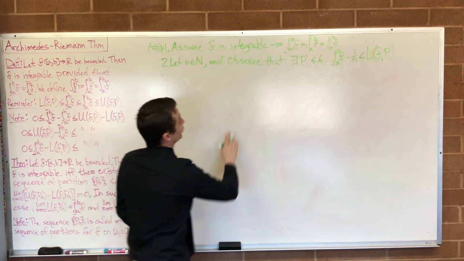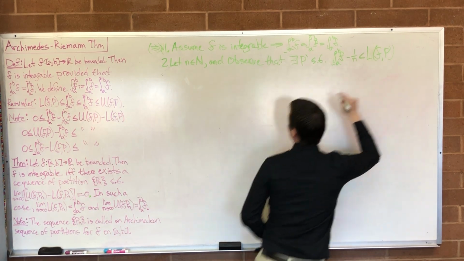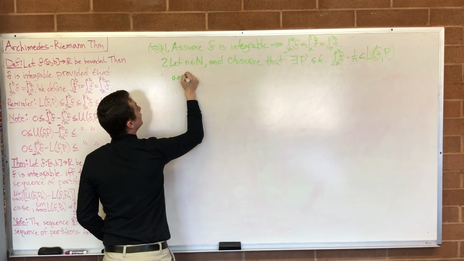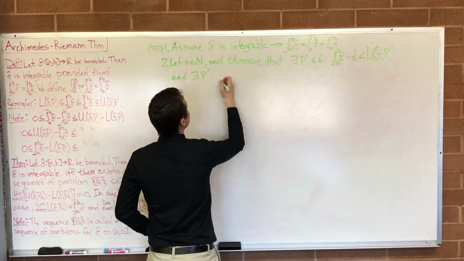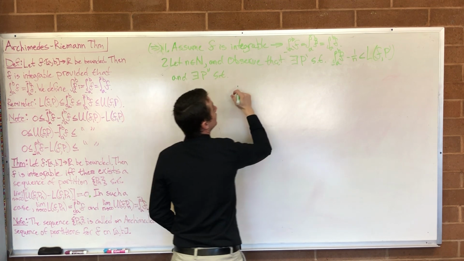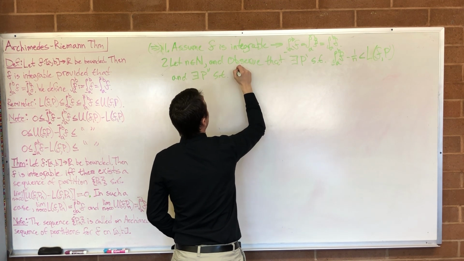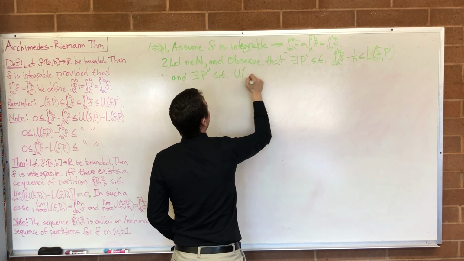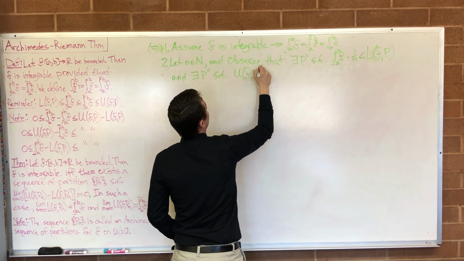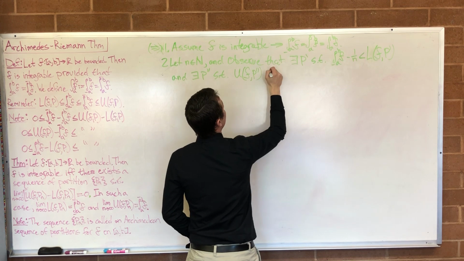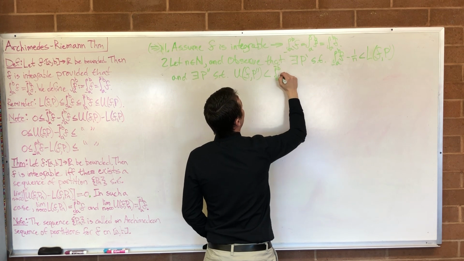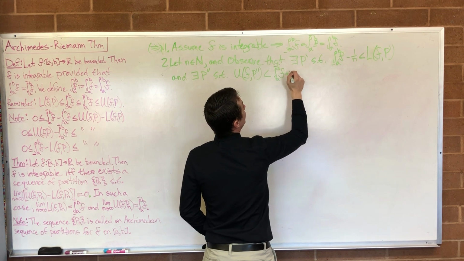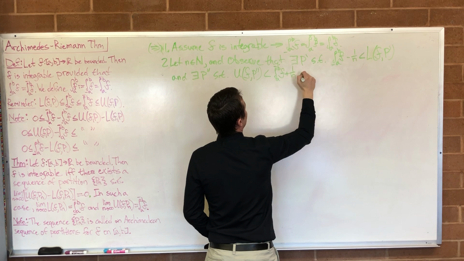So observe that there exists p prime such that that is true, and there exists, we'll call it p double prime, such that the upper integral of f on p double prime, this is going to be the exact same thinking, is less than the upper integral of f plus 1 over n.